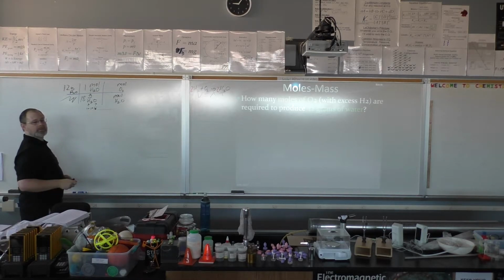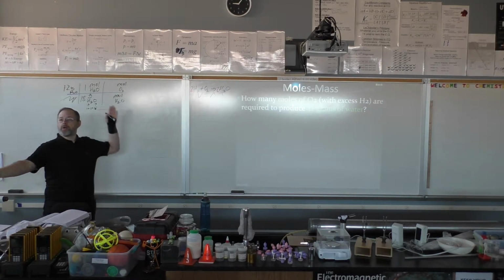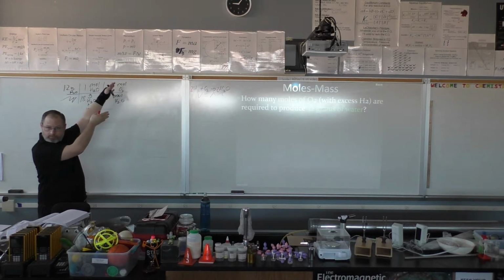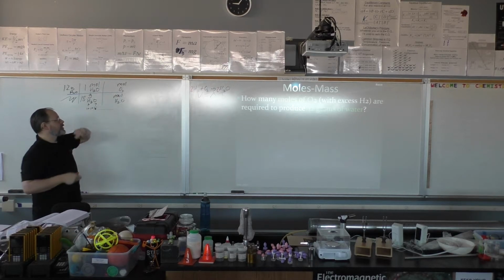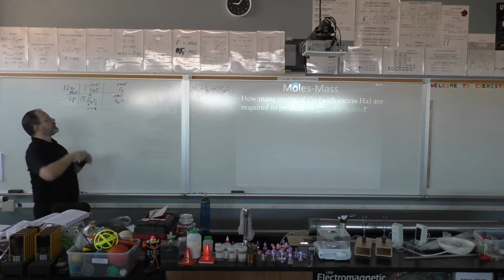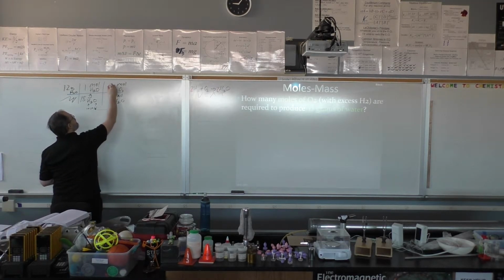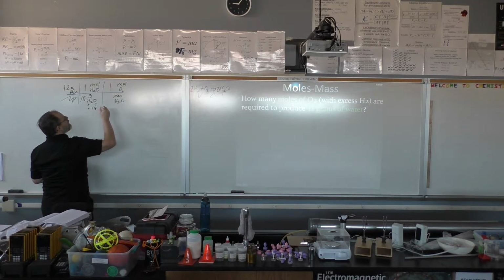And for this, where does the mole to mole come from? The mole ratio. The mole ratio comes from the balanced chemical equation. Gram per mole comes from the periodic table, the molar mass. Mole per mole comes from the balanced chemical equation. So oxygen gets a what number? 1. And water gets a 2.